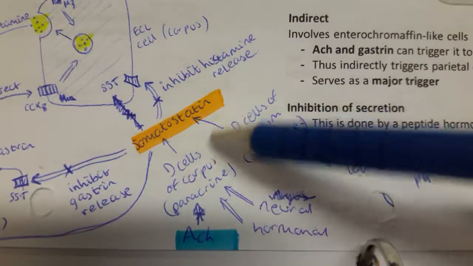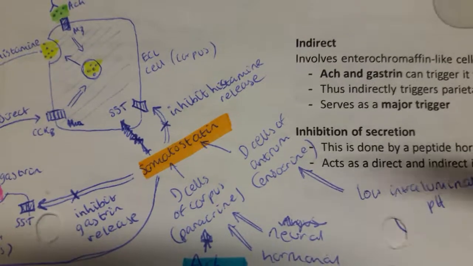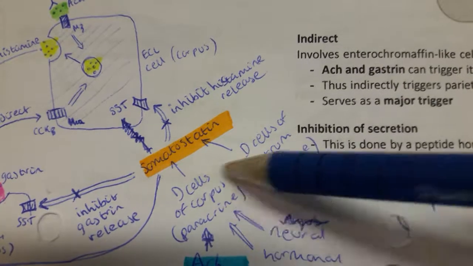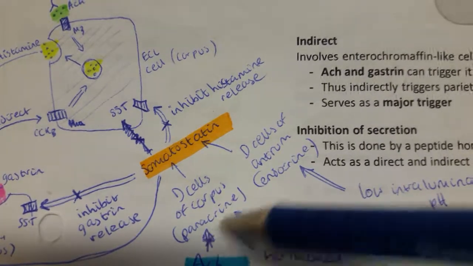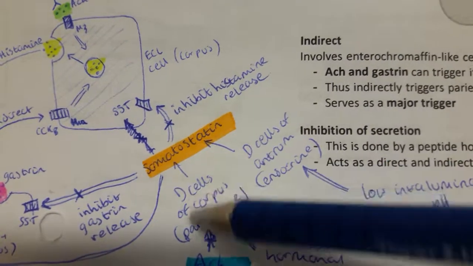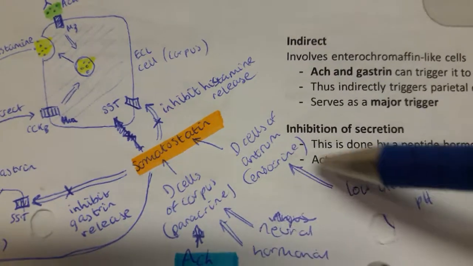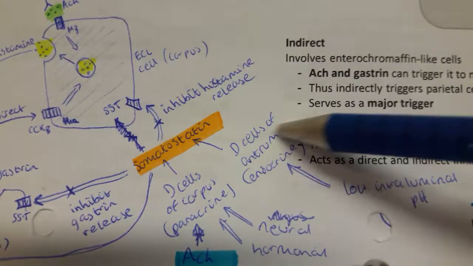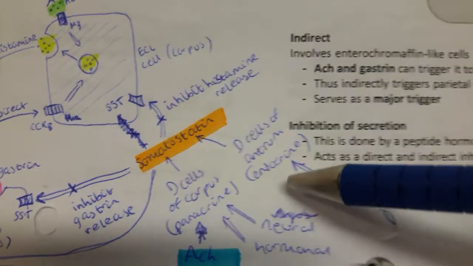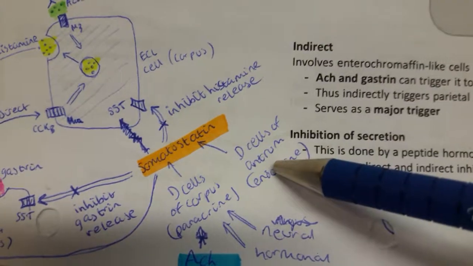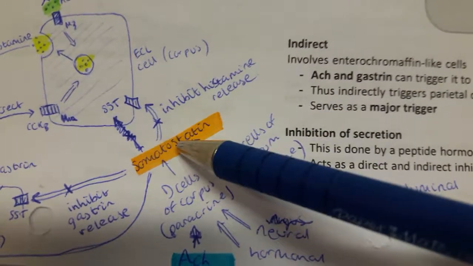And the somatostatin, as I said, comes from the D cells, those thin cells on the top of the other cells. They're in the corpus, where they're paracrine. And they're in the antrum as well, which is lower down, where they're endocrine. Both of these release somatostatin, okay?